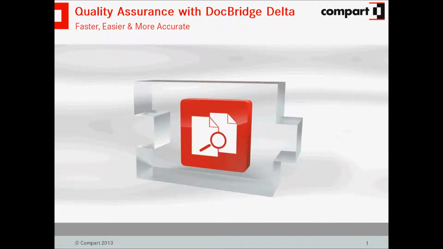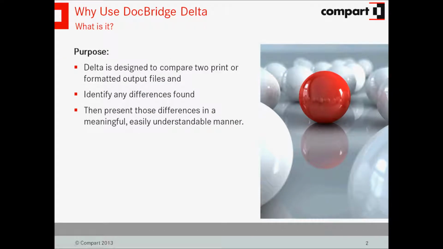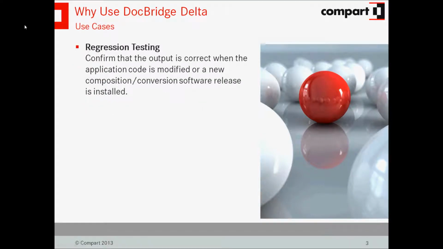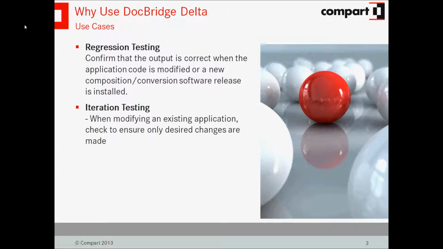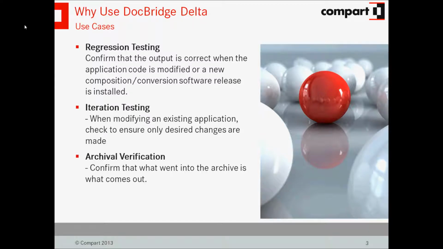Quality assurance with DocBridgeDelta. Faster, easier, and more accurate. DocBridgeDelta is Compart's quality control tool. It is designed to compare two print or formatted output files, identify any differences found, and then present those differences in a meaningful and easily understandable manner. The most common use cases for DocBridgeDelta are regression testing, iteration testing, and archival verification.